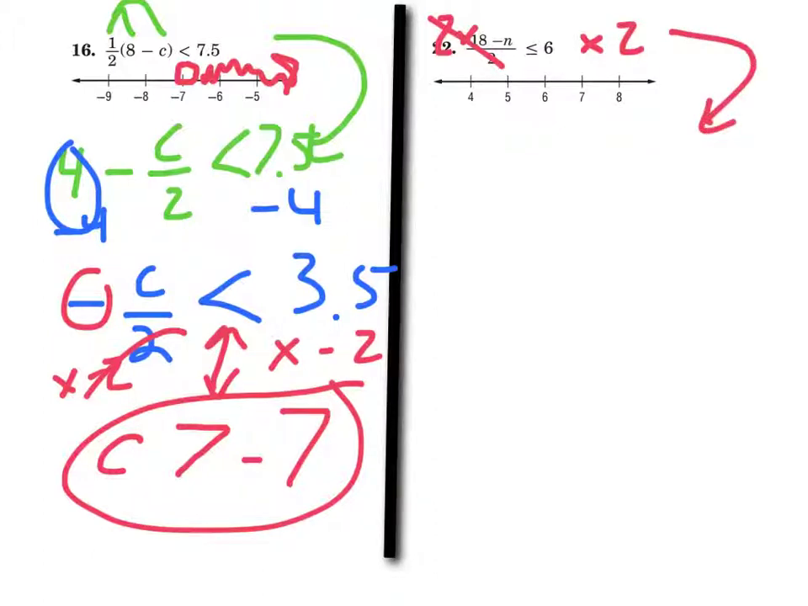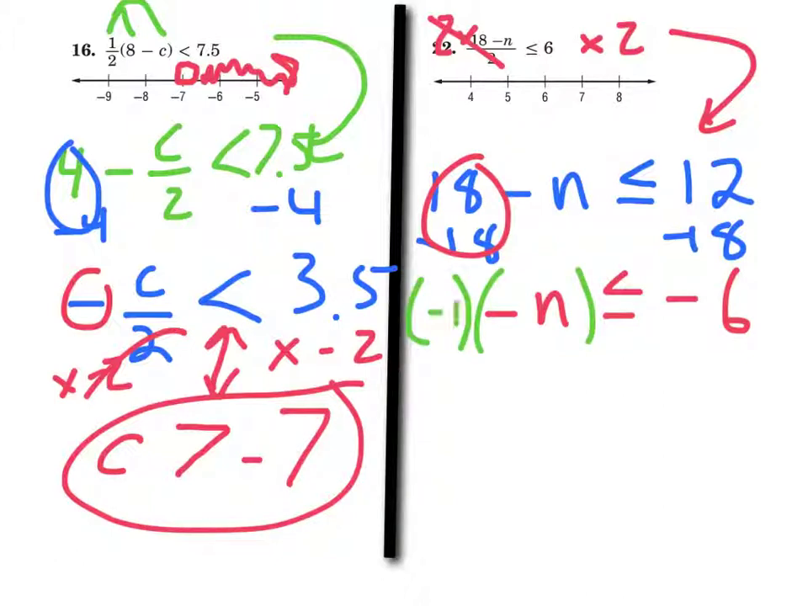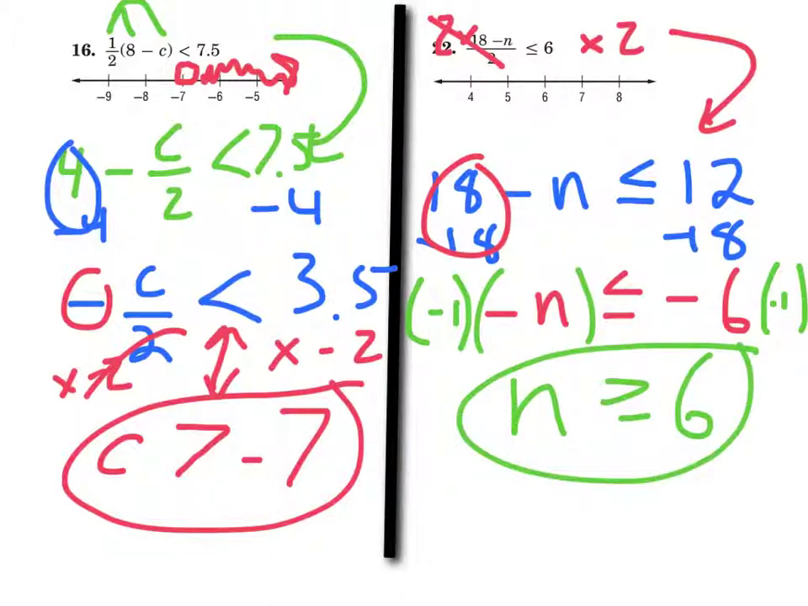Now I'm going to bring my equation down here. So I get 18 minus n is less than or equal to 12. Subtract 18 from both sides. This turns into a 0. 0 minus n is negative n is less than or equal to negative 6. Multiply both sides by negative 1. So times negative 1. That's going to flip the inequality symbol. I just get n on the left, and I get positive 6 on the right.